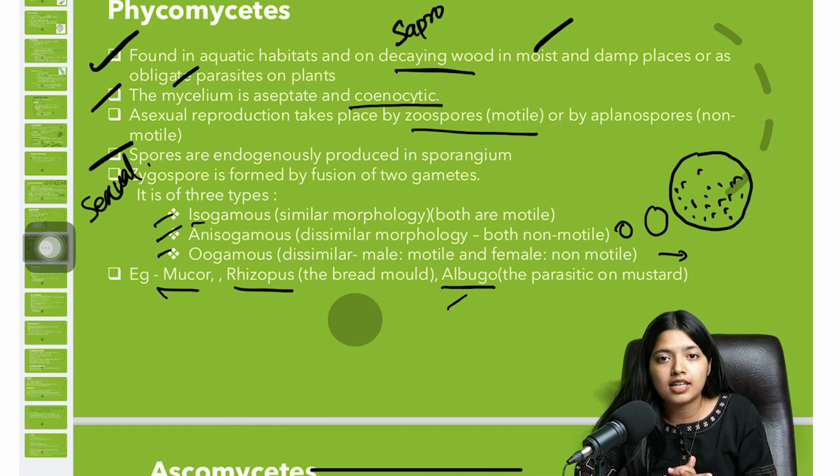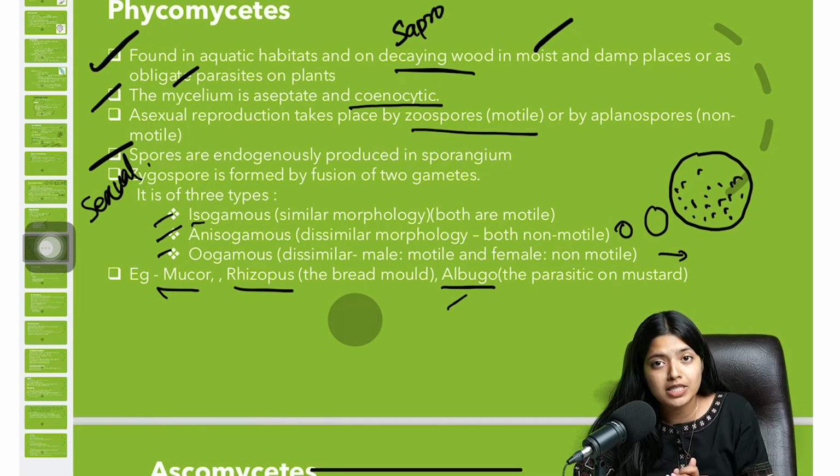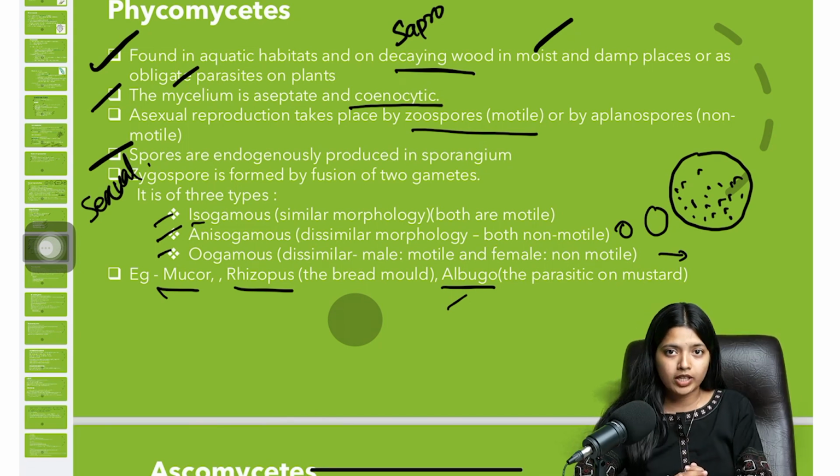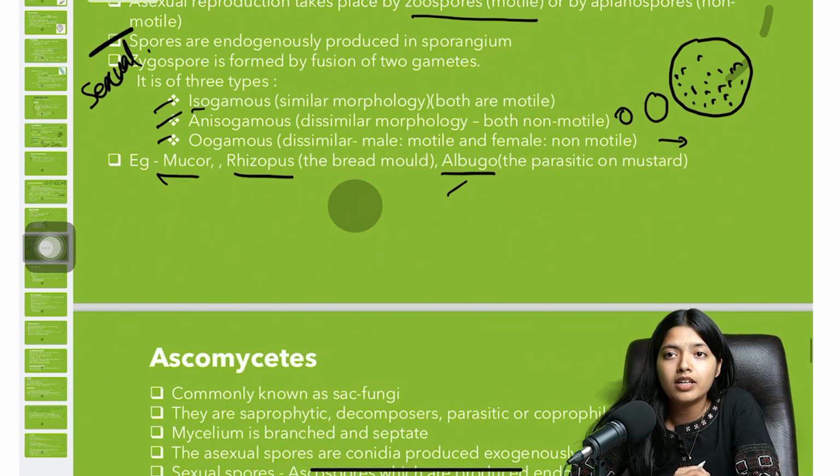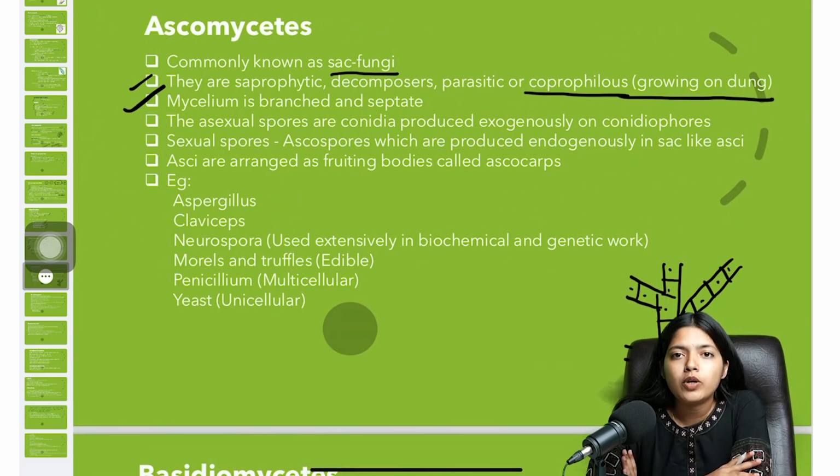And there are three types: isogamous, where both gametes are similar and both are motile. Then anisogamous, where both gametes are dissimilar, one large and one small. And oogamous, where both are dissimilar and the male is motile and the female is non-motile. Okay, is that clear? And then examples were Mucor, Rhizopus and Albugo. So now we are going to discuss our second group, that is ascomycetes.